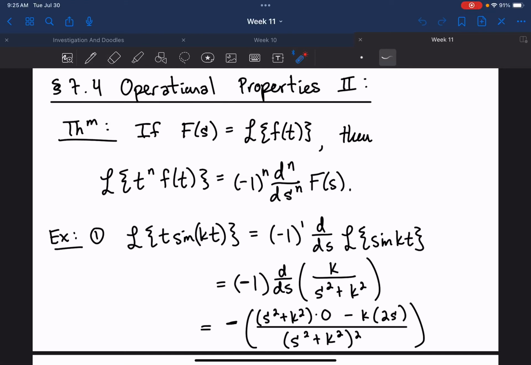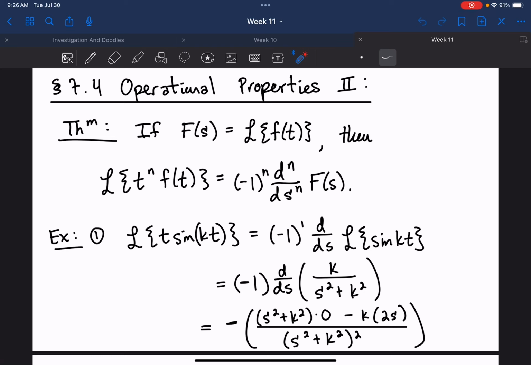Last but certainly not least, 7.4. Operational properties number 2. This one's a little bit shorter than 7.3, but it's the same spirit, right? We're looking at ways to calculate complicated Laplace transforms. So, first things first, a theorem.